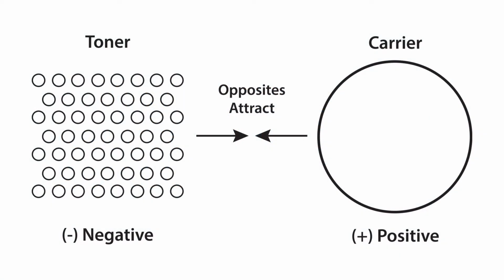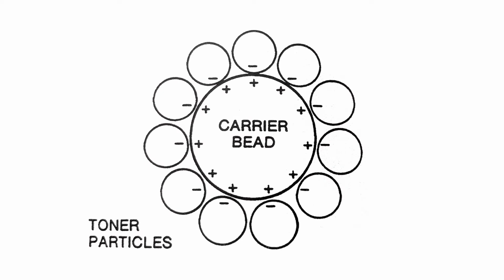The carrier particles have a different electrical charge than the toner. This difference in charges results in the toner and carrier particles being attracted to each other. In the example shown, negatively charged toner particles are attracted to positively charged carrier particles.